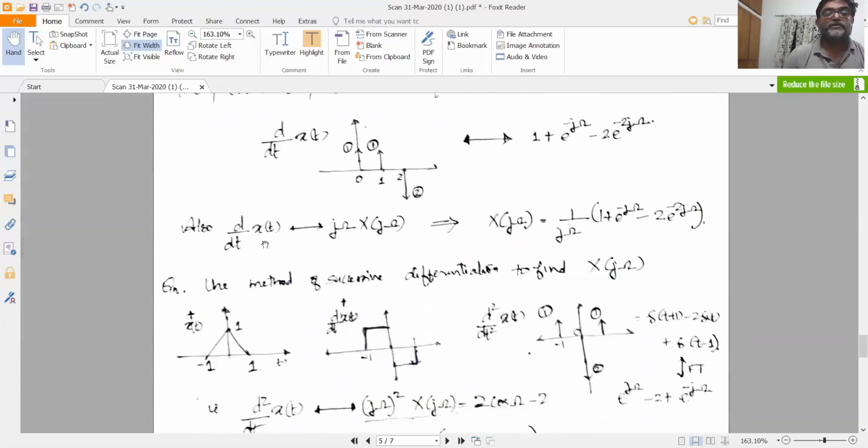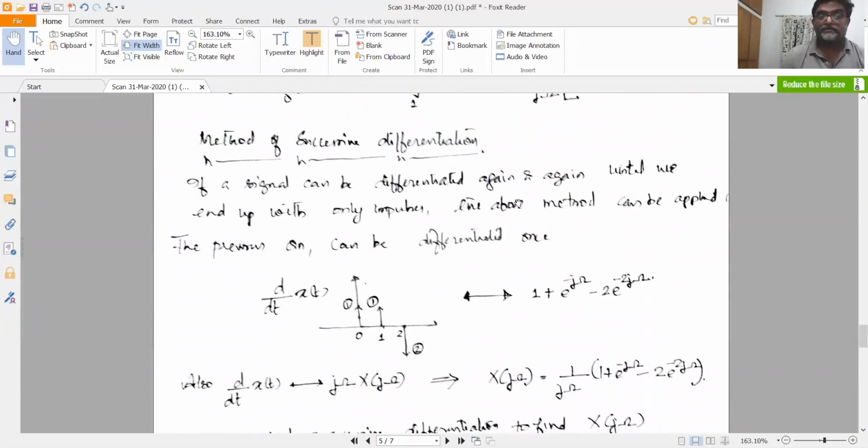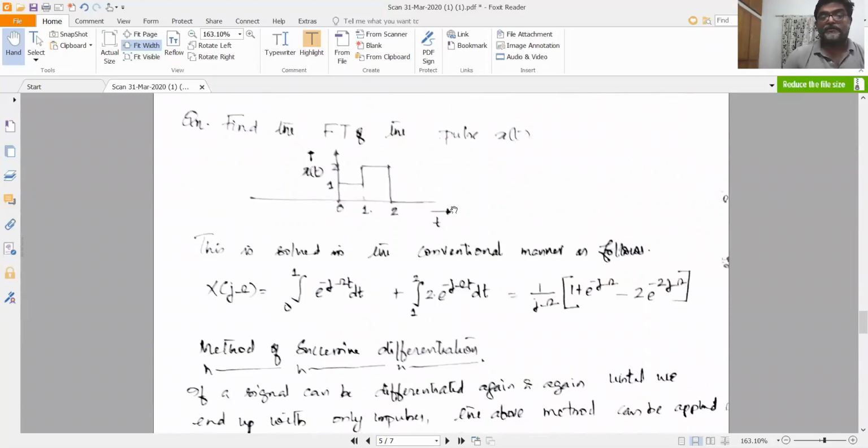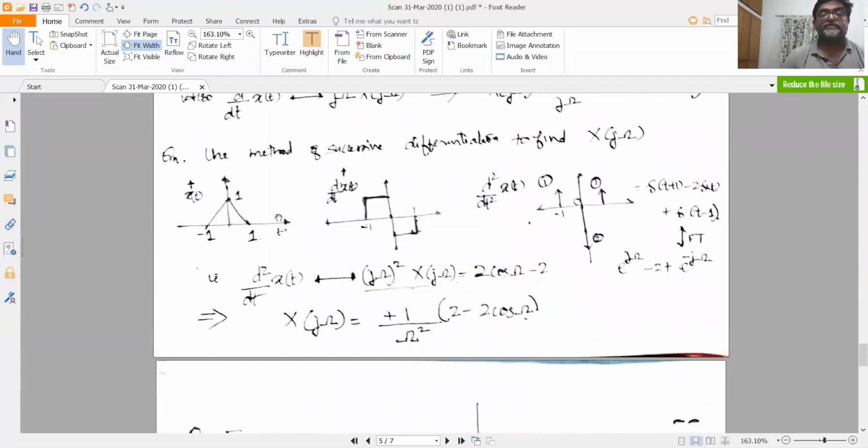So d by dt of x of t is Fourier transformed to j omega X of j omega, from the time differentiation property, implying that X of j omega is equal to 1 by j omega into this expression. This is what you got earlier. This method could be applied because we found the derivative of the signal to consist of only impulses. Likewise, let us look at this signal.